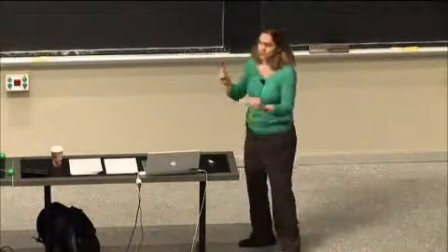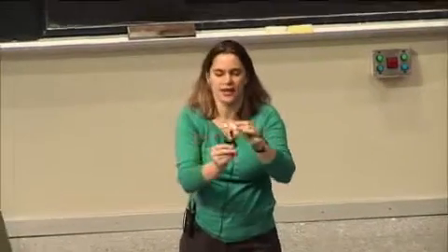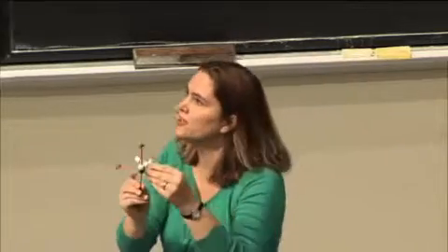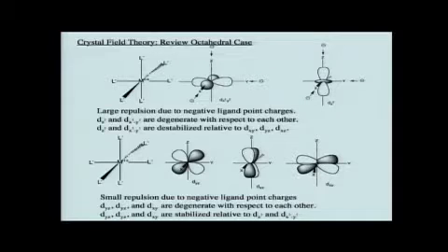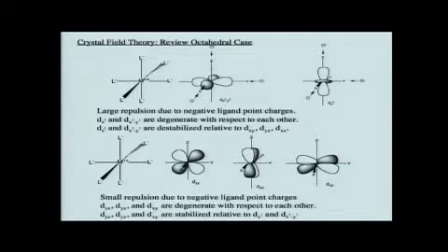And if you hold up this as a dx squared minus y squared orbital, where the orbitals are right along the x-axis and right along the y-axis, and you hold that up, remember your ligands are right along the x-axis and right along the y-axis, so you should also have significant repulsion for a dx squared minus y squared and octahedrally oriented ligands. In contrast, the ligand set that are 45 degrees off axis, so dyz, dxz, and dxy, they're all 45 degrees off.